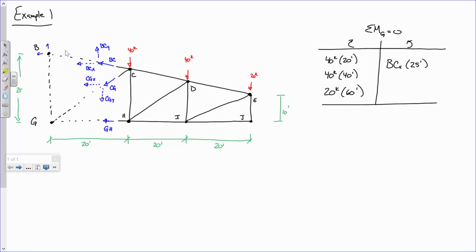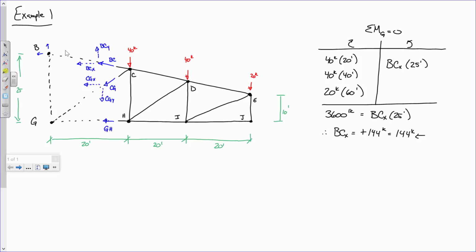All right, everybody okay with that? Okay, so somebody help me out over here on the left. What's 40 times 20, 40 times 40, and 20 times 60 give you? 3,600? And that's foot kips equals BCX times 25 feet. So BCX is what? Positive 144 kips. Do I have a second on that? And so that's 144 kips, and that is in fact going to the left. Okay?